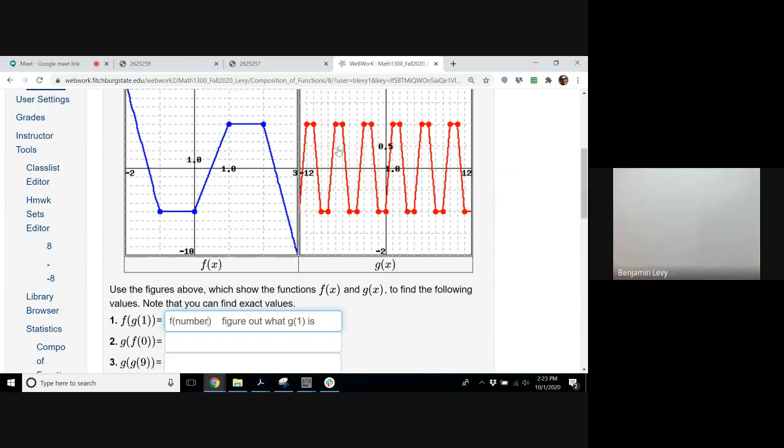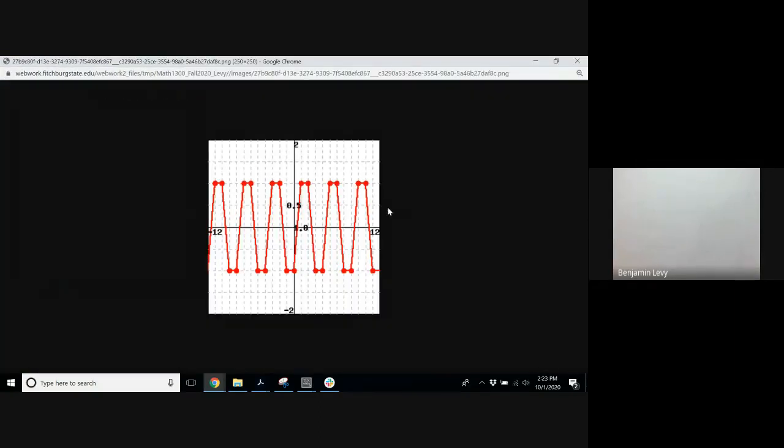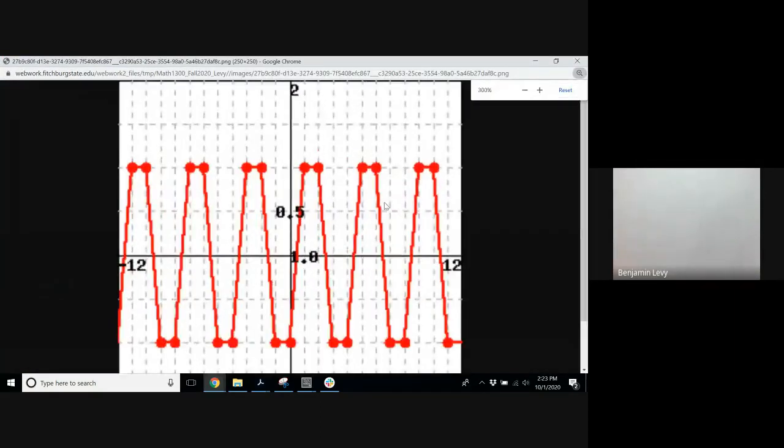So that's where we need to look at the g graph. This is the g graph, the red graph. And so g of 1, we go to the x value of 1, right? This is an x value right here. And so we go to x equals 1. I don't know if it helps to zoom in on this. Everyone gets a different graph. This is what mine looks like.